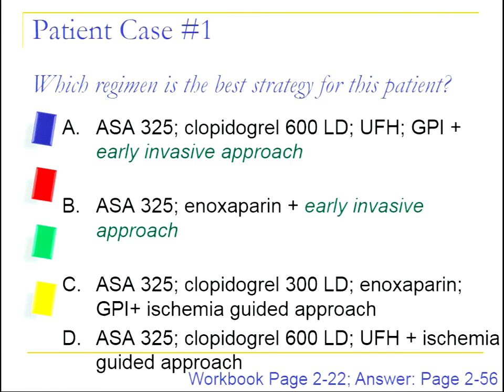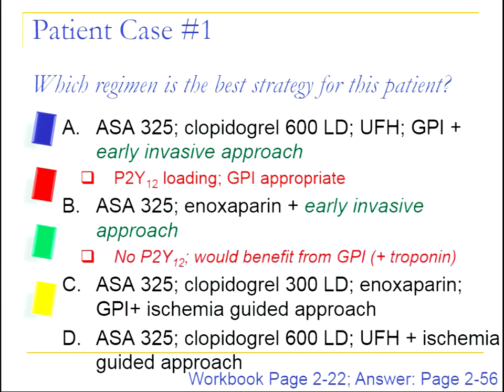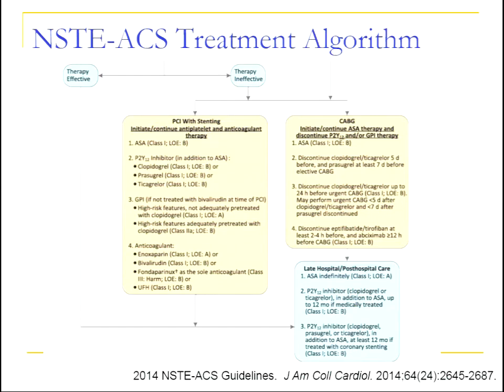Okay, so we're back to our question again. An early invasive approach we know. Now I'd like to see your cards to see which strategy you think might be best given the details of the case. And I see lots of blue, which is correct. We want clopidogrel. We want a P2Y12. GPI is certainly appropriate in her. And option B is just not as optimal because we're not treating her as efficiently as we could given the details of her case. So option A is correct.